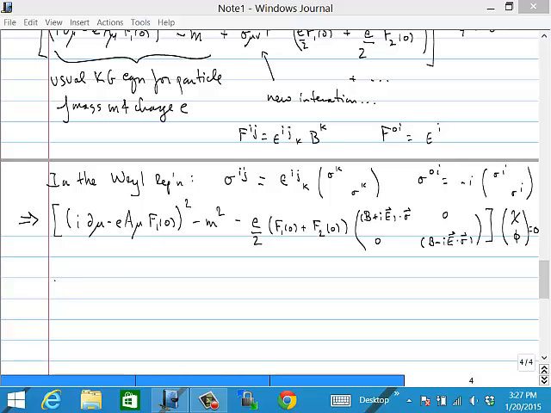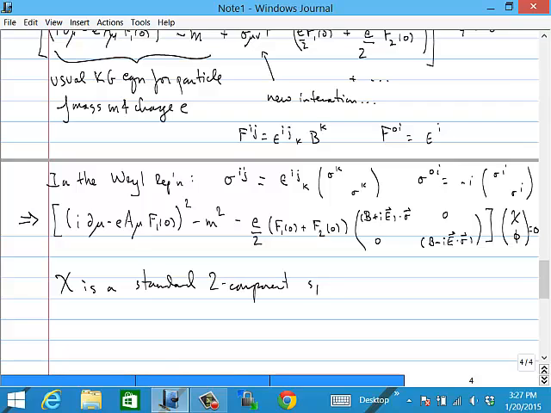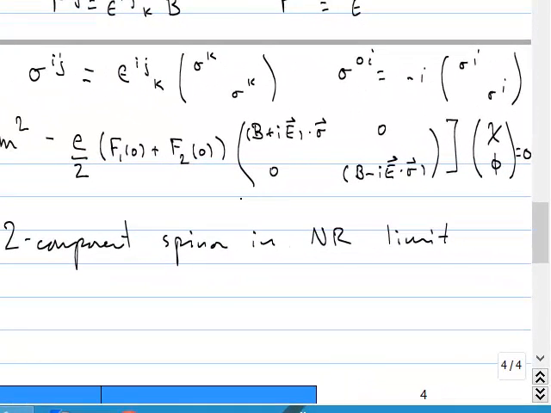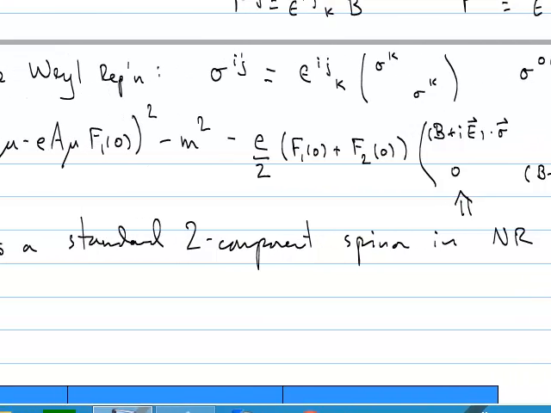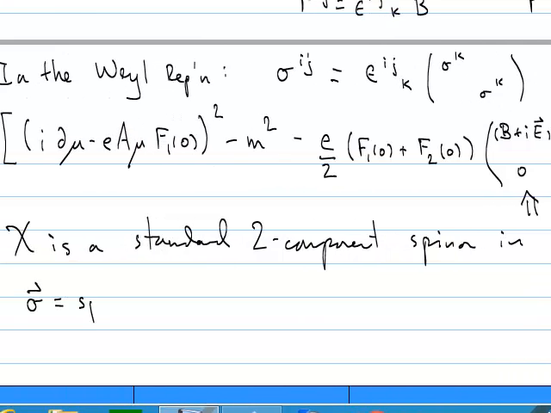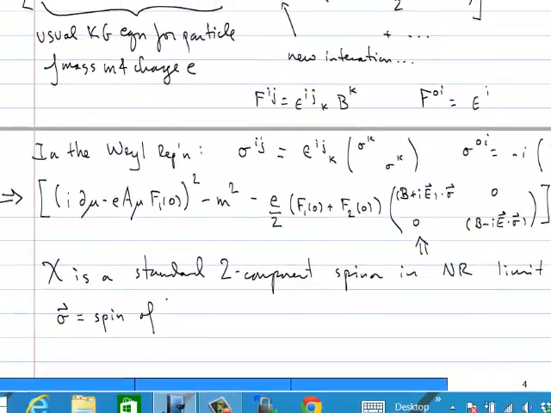So chi, for example, is a standard 2-component spinor in the non-relativistic limit. And then the question is, what does this additional term up here represent? Remember, these are particles with spin 1/2, and sigma represents the spin vector of the electron.